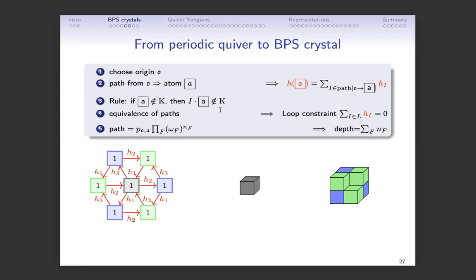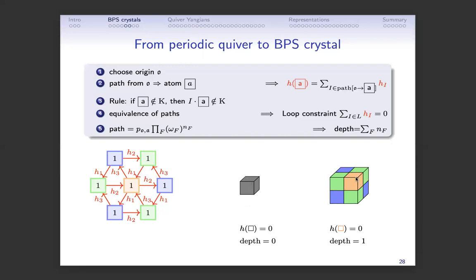So basically, this periodic quiver is the 2D projection of the 3D quiver. This equivariant weight gives you the coordinates on this 2D projection, but the depth measures how deep it is inside the 3D crystal. So for example, this guy is the first atom in your plane partition, the first box. So it has depth 0.